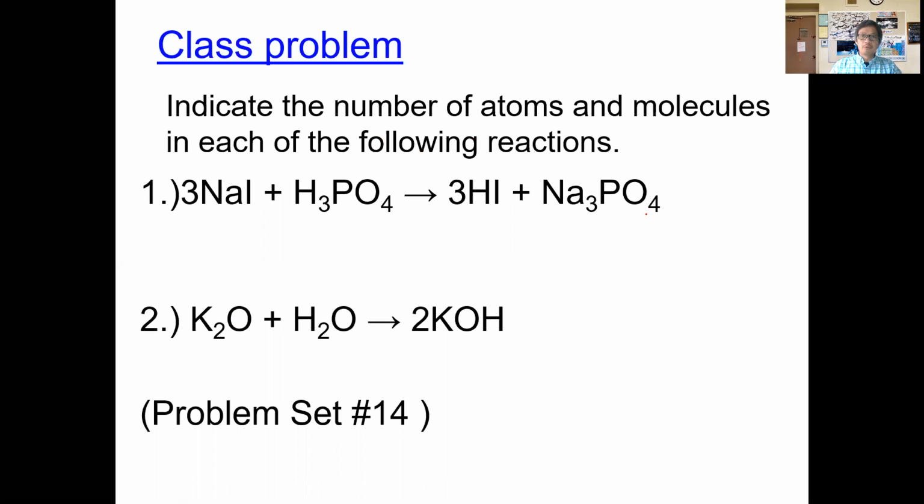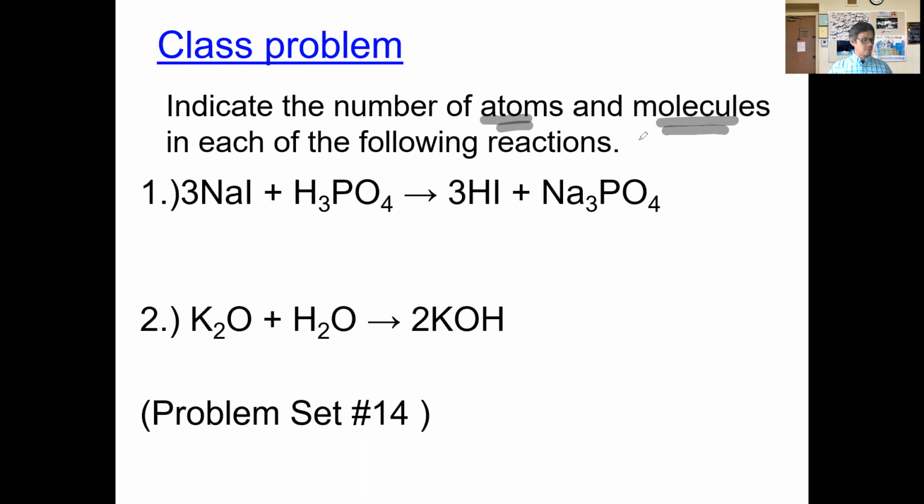I want you to take both of these reactions here, the first reaction and the second reaction, and I want you to interpret both of these reactions in terms of atoms and total number of molecules. Go ahead and do that, and then we'll go over this real quickly and continue on. Take about 3-4 minutes to interpret both equations in terms of atoms and in terms of molecules. Go ahead and do that, folks.